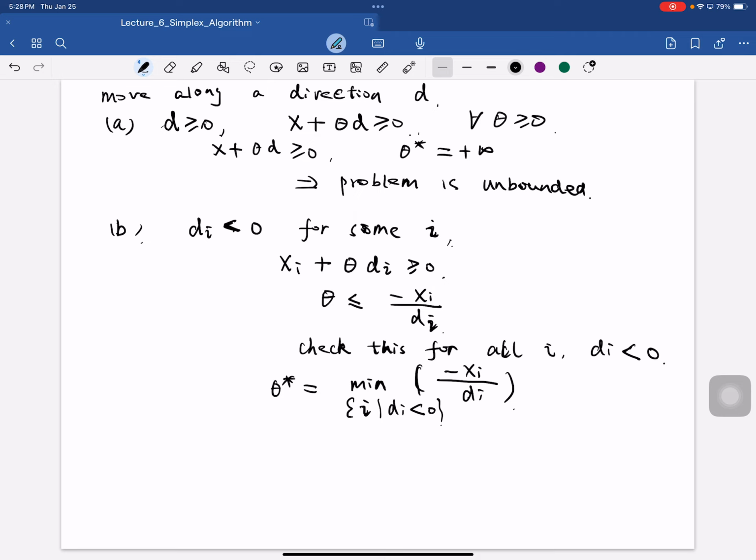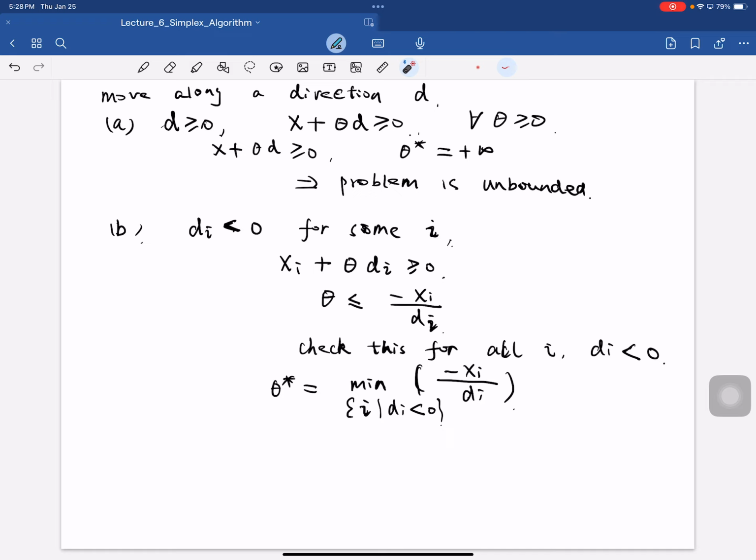If I interpret that, if you pick a component i, this is the maximum step you can get for component i. And we have to check all the components Di less than 0, and we have to satisfy all those constraints, theta less than or equal to the step size. That's why the maximum step you can get, theta star, would be the minimum over all the components i. That's essentially the simplex algorithm.